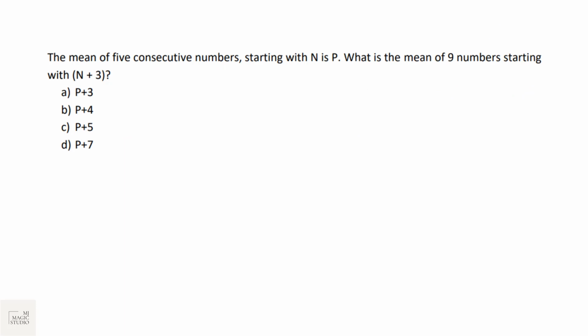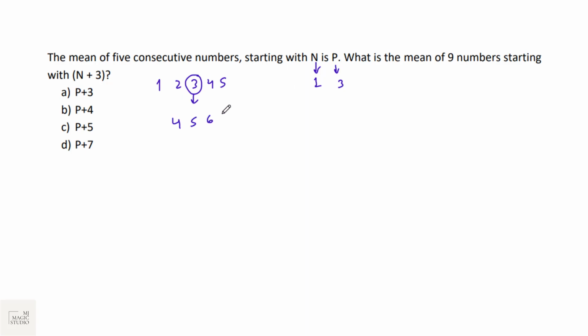Okay, similar kind of question what we have done, and the best thing to do in this kind of question is pick up a number and solve. The mean of 5 consecutive numbers starting with n is p. Suppose n is 1. So 1, 2, 3, 4, 5. Mean is 3. The value of p is 3. What is the mean of 9 numbers starting with n plus 3? n plus 3 is 4.